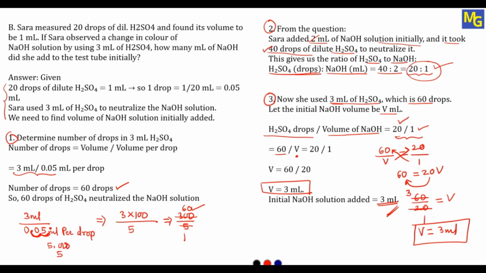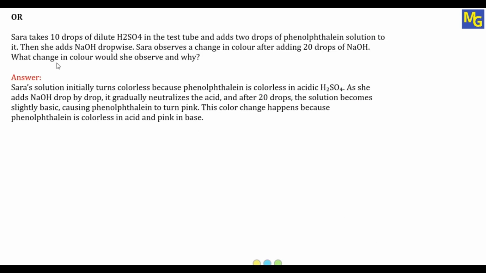Now after this we are going to see the next one. In this question we have an option, B or C. So you can either solve B or you can solve C. Now we are going to solve option C. The question is: Sara takes 10 drops of dilute H2SO4 in a test tube. Remember, it is dilute, meaning it has less H plus, but it is an acid. She adds drop by drop phenolphthalein indicator solution to it.